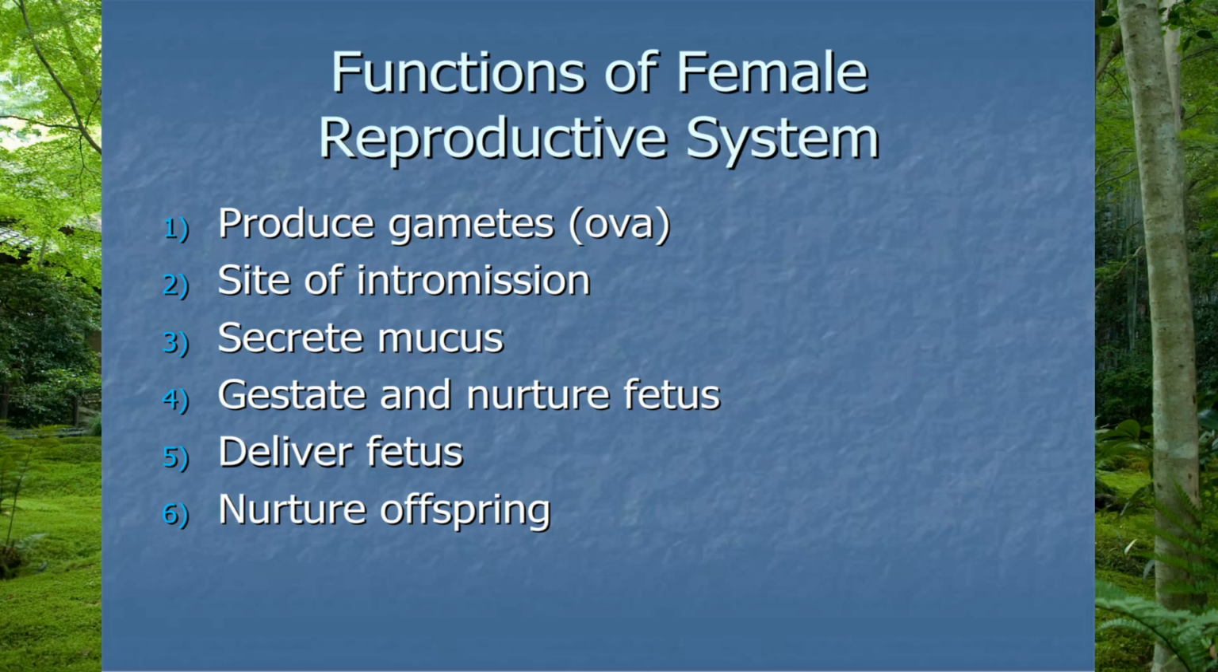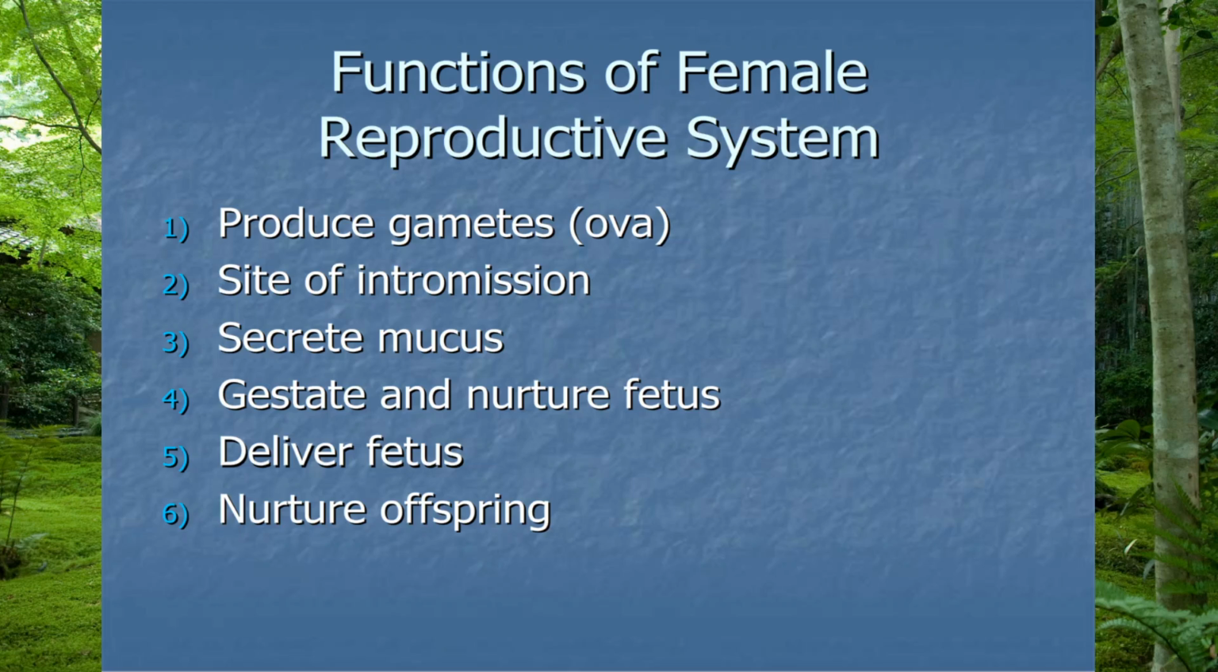have to do. After fertilization occurs, the male reproductive tract doesn't have to be a part of it, but the female has to gestate this fetus for the next 9 months. And finally, we also have to deliver this fetus during parturition, and after that, the female is actually going to have to nurture the offspring through breastfeeding. So again, females have a much larger job than males when it comes to reproduction.